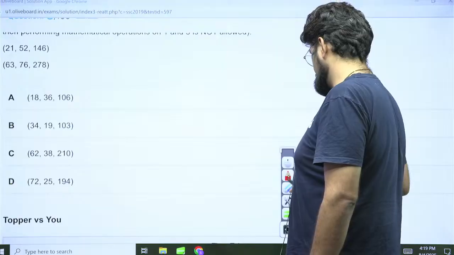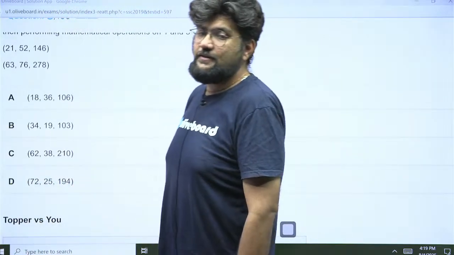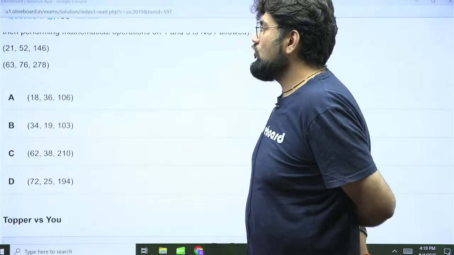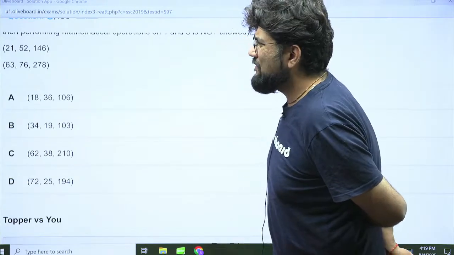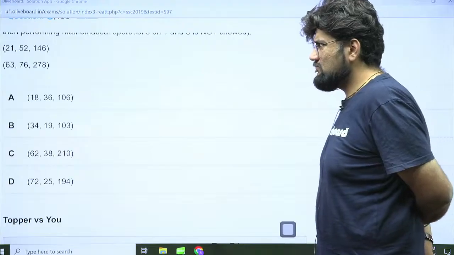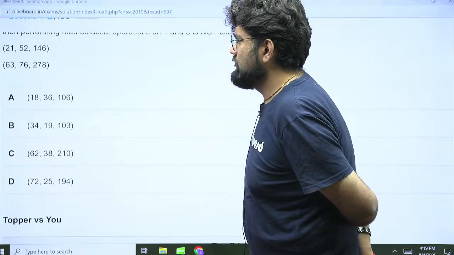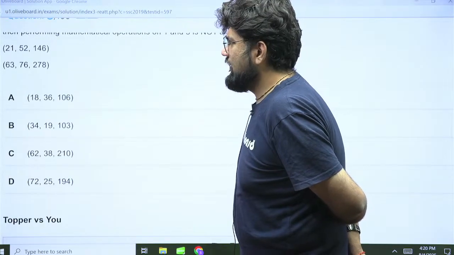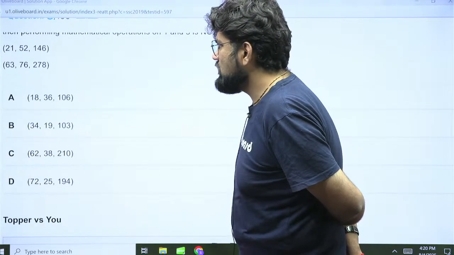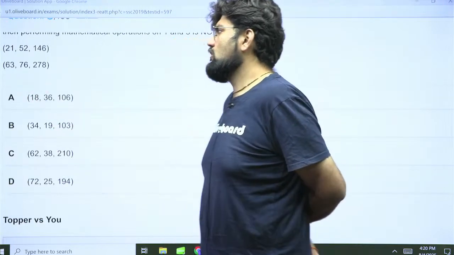Number set. Now in a number set based question, what you're going to do is first check from 21 to 52, how can we come? So we'll multiply by 2 plus 10. Does that make sense? Okay. What if you multiply by 3 and then subtract 11? That can also be possible. But then that is failing here brutally. So that's not a logic.